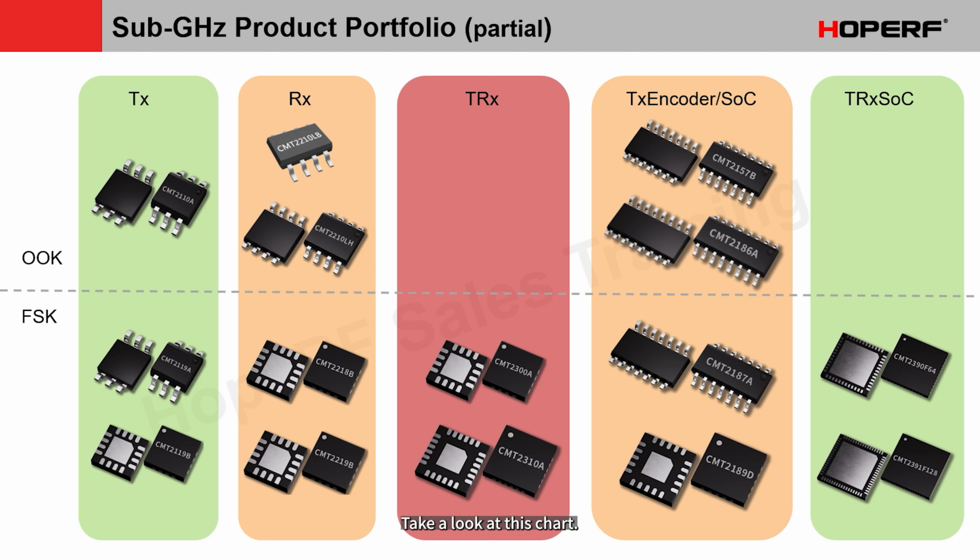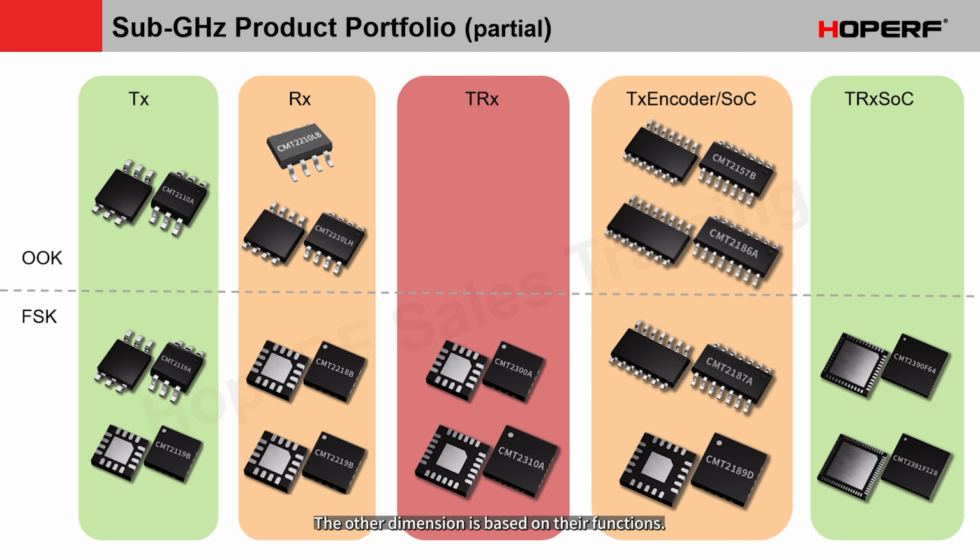Take a look at this chart. The upper part above the dotted line in the middle is for chips that only support OOK modulation and demodulation. The lower part below the dotted line is for chips that support both OOK and FSK modulation and demodulation.